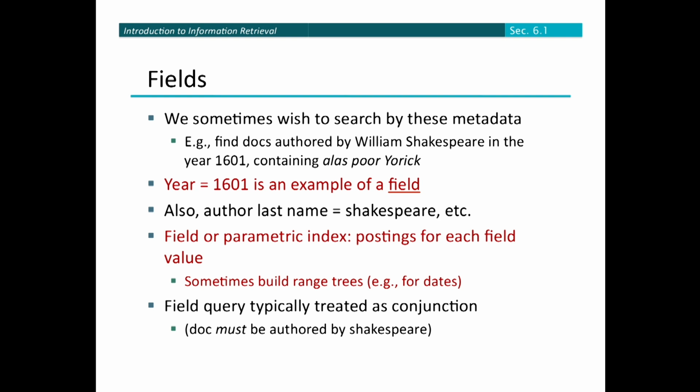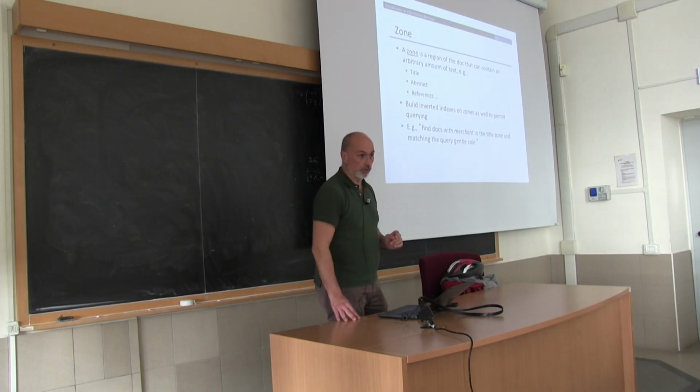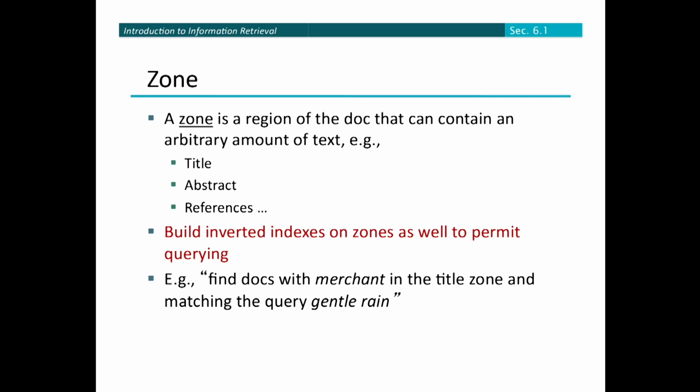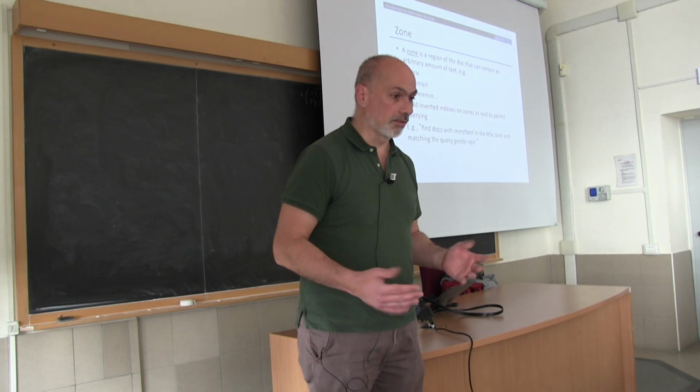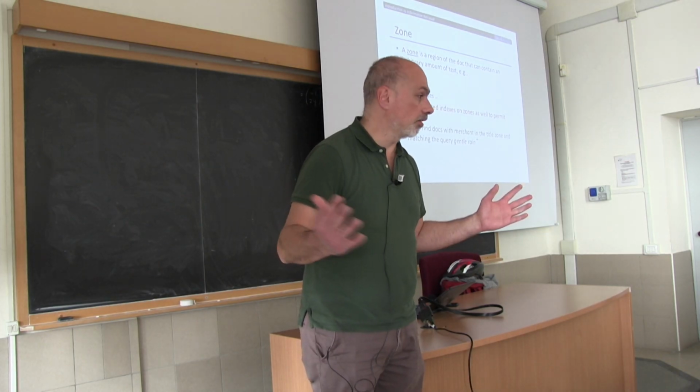Just to distinguish between fields, like I was saying now, and areas of the text that do not have a predefined maximum length. For example, we speak of zones. A title could be a zone. An abstract is a zone, right? It's just a short summary of a document, and you cannot predict its length. It may not even be there, or it may be very long.